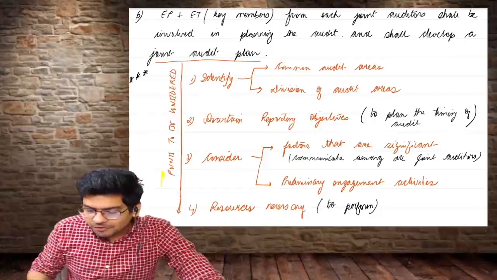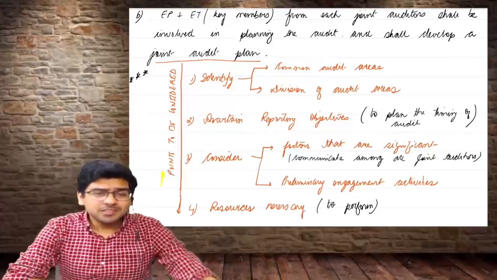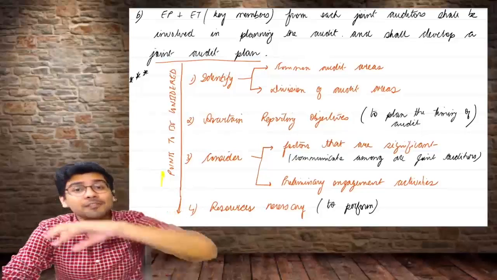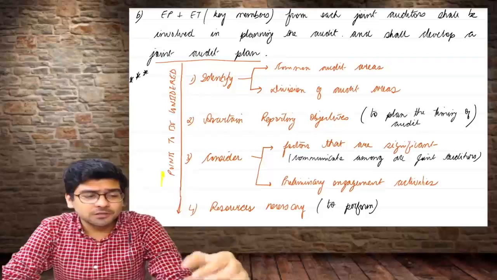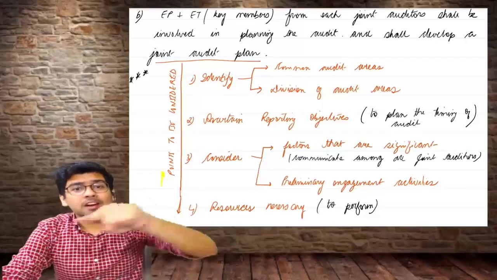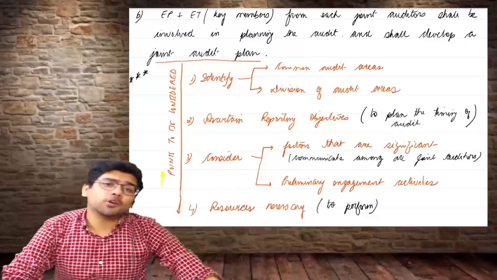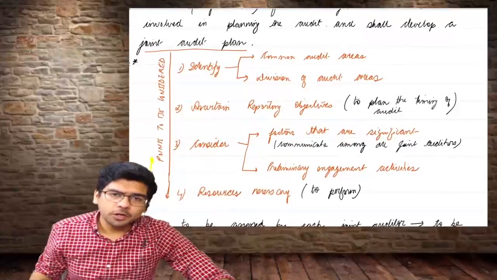Third, consider the factors that are significant for the entire joint audit. What are the factors that can be significant? We need to consider them, and we need to communicate amongst all the joint auditors. So all the factors which are very important for the conduct of joint audit should be mentioned in the plan, and obviously communicated amongst all the joint auditors. So if you can see, I have written here also, communicate amongst all the joint auditors.